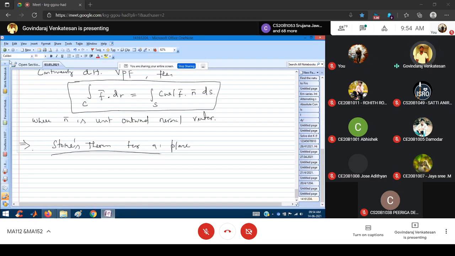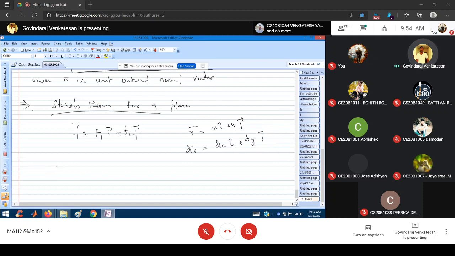Okay. So if I am taking only the plane, I have only the two vectors: f1 into i vector and f2 into j vector. There is no vector k. I am taking only in the plane, only 2 dimensions. My f is nothing but f1 i vector plus f2 j vector, where r is the position vector, x i vector plus y j vector. What is dr? dr is nothing but dx i vector plus dy j vector.